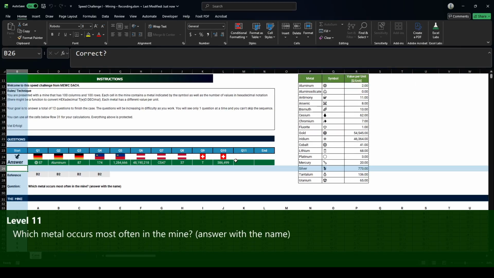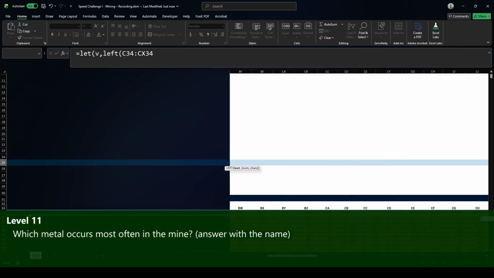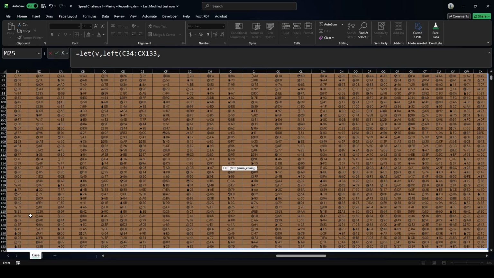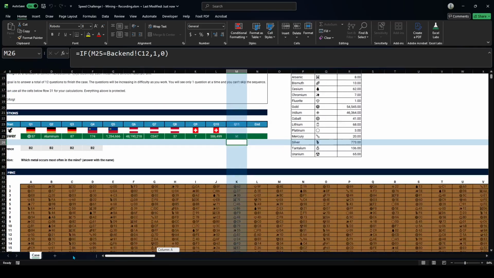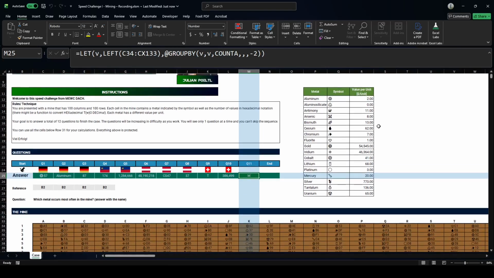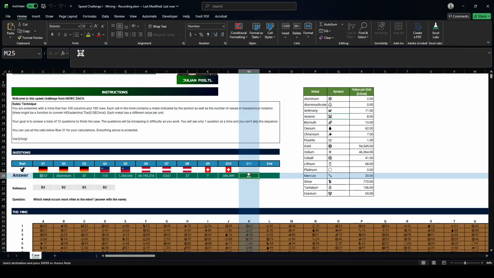Which metal occurs most often in the mine? Okay, so let V be left of all of these. And then we're going to at group by VV count A from largest to smallest. I always forget to close my left statements. And that's, oh, pyroflag. That's not a good sign because that's not one of the metals. It's arsenic. Nope, still not it.